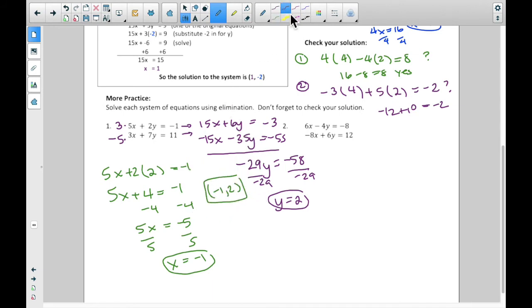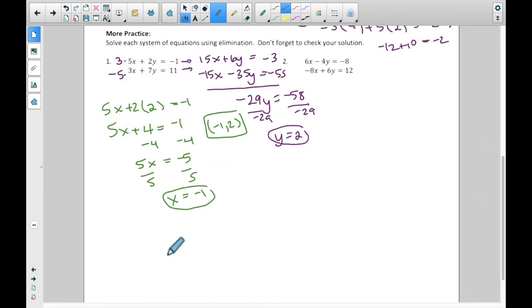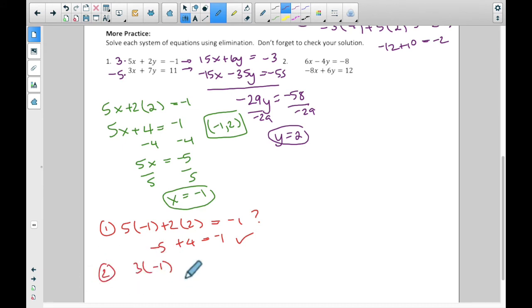Of course, I want to check my answer. Let me scooch down a little bit. Okay, when I check my answer, 5 times negative 1 plus 2 times 2, does that equal negative 1? I hope so. This is a negative 5 plus 4 equals negative 1. Yep, it works in the top one. And the bottom one, 3 times negative 1 is my x, plus 7 times 2 is my y. Does that equal 11? That is a negative 3 plus 14. Yes, that does equal 11.